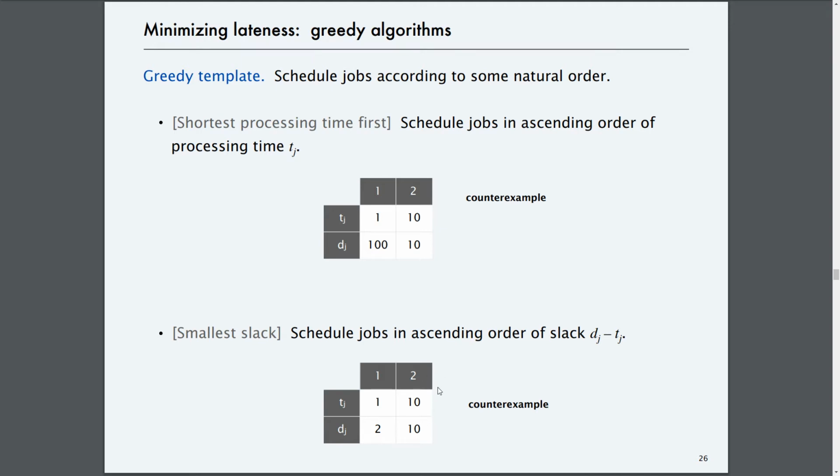So by processing this job first, we will delay this job by 10 time units, finishing then at time 11, and then our lateness will be 9. However, if we do this job first and then job 2, we will only have a lateness of 1, because now job 2 will finish at time 11.